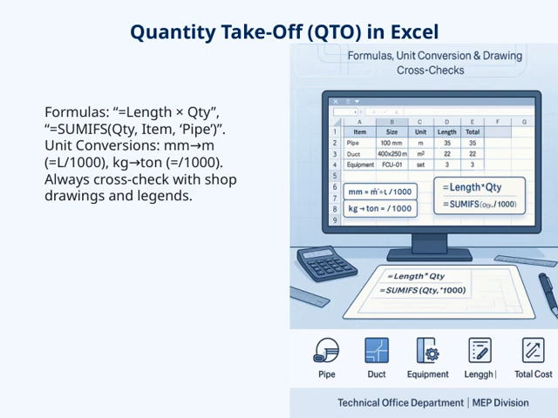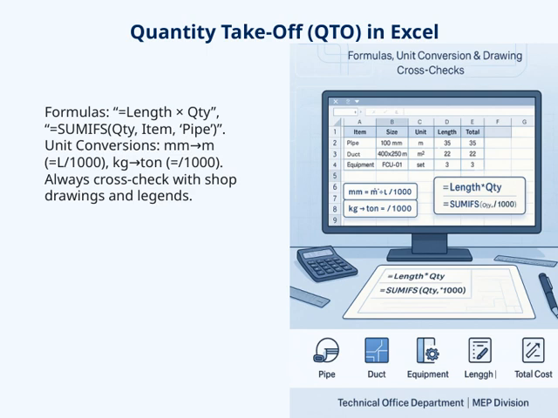Another useful formula is equals SUMIFS, QTY item, pipe. This allows us to sum up quantities for specific items, like pipes, making our calculations more targeted and efficient. Now, moving on to unit conversions, which are crucial for accuracy.